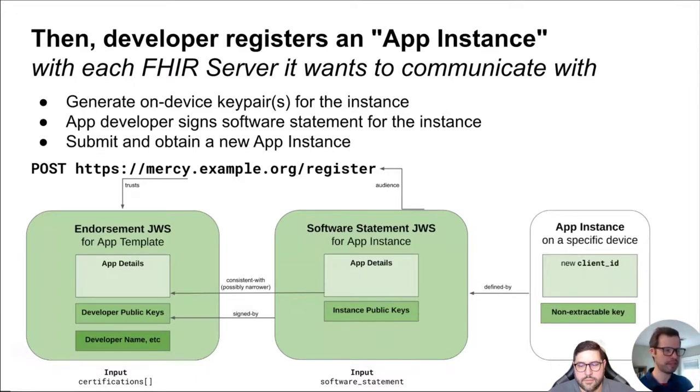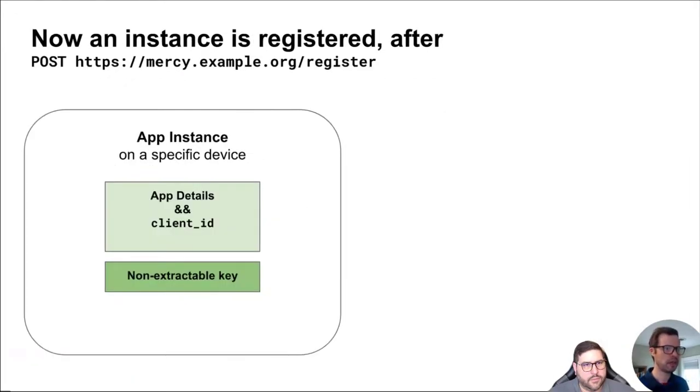So at this point, the app instance just becomes this technical artifact that now can differentiate the copy of the app on my device from the copy of the app on Gino's device. And even if somehow Gino manages to steal my refresh tokens, he won't be able to use them because he won't have this non-extractable key that only lives on my phone. So that's the basic story that we wanted to tell in terms of how these pieces fit together using UDAP. And we want to get to the state where you've registered an instance of the app on your specific device.